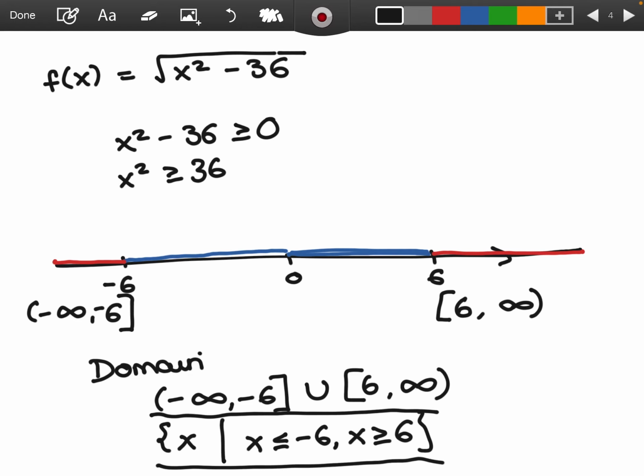I'm going to go through a couple more examples where we kind of combine some of this stuff just to make sure that we are all on the same page. And then we're going to go through what our definitions are of range and codomain.